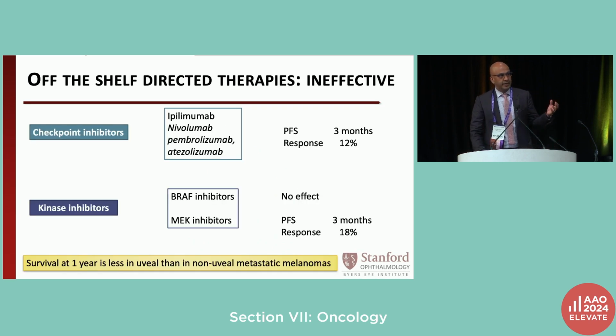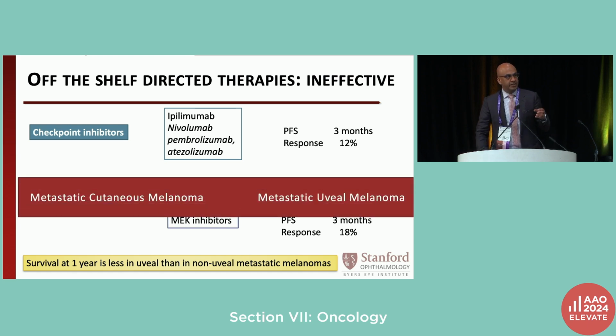So it sounds very appealing to take off-the-shelf directed therapies that are being used for metastatic cutaneous melanoma and treat our patients with metastatic uveal melanoma. Checkpoint inhibitors and kinase inhibitors have all performed quite dismally in terms of long-term success, and survival at 1 year is less than in non-uveal metastatic melanoma, because biologically, genetically, and clinically, metastatic cutaneous melanoma is not the same disease as metastatic uveal melanoma.